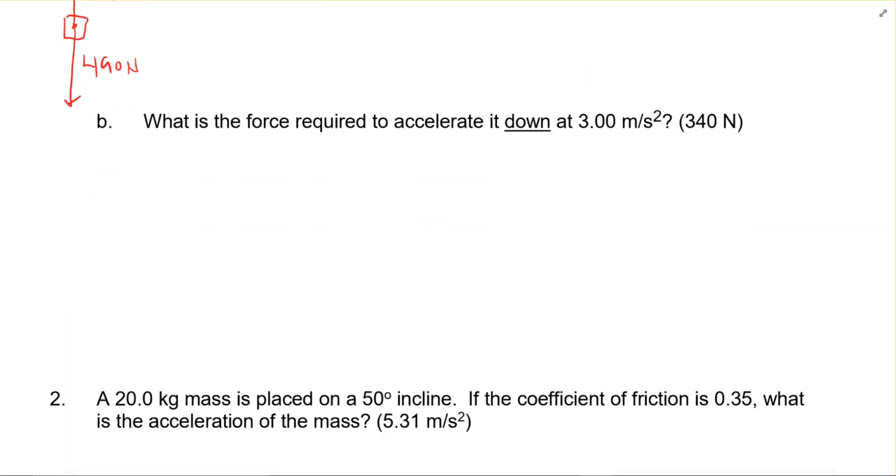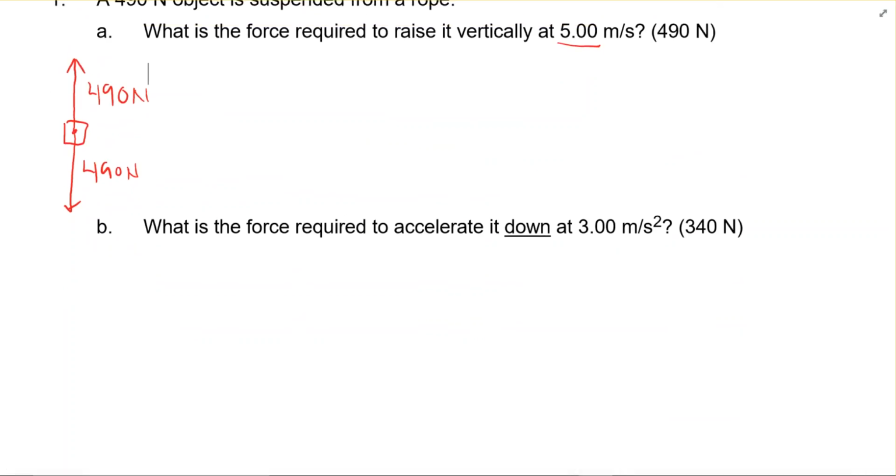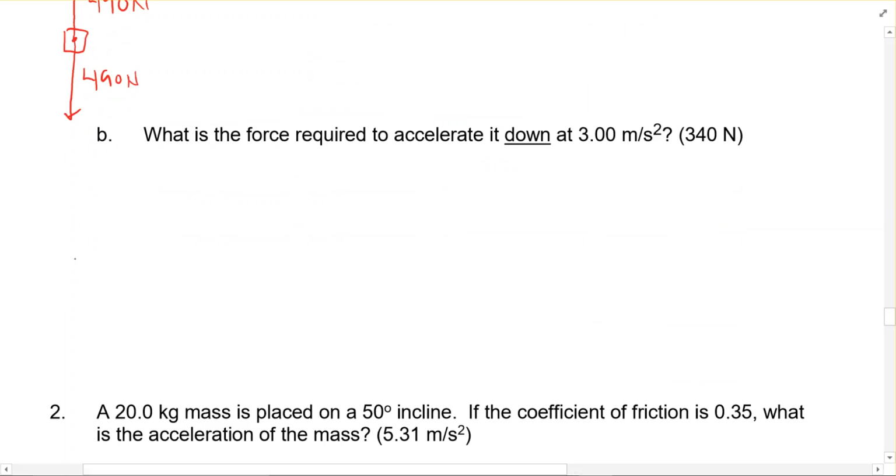Okay, B, what is the force required to accelerate it down at 3 meters per second squared? So now I'll make a new drawing. All right, so we still got 490 going down. And I know that it's accelerating downwards, so this arrow on the bottom is going to be longer. Some kind of arrow like that, right? And I got to figure out what this is. So I got to figure out what FT is.